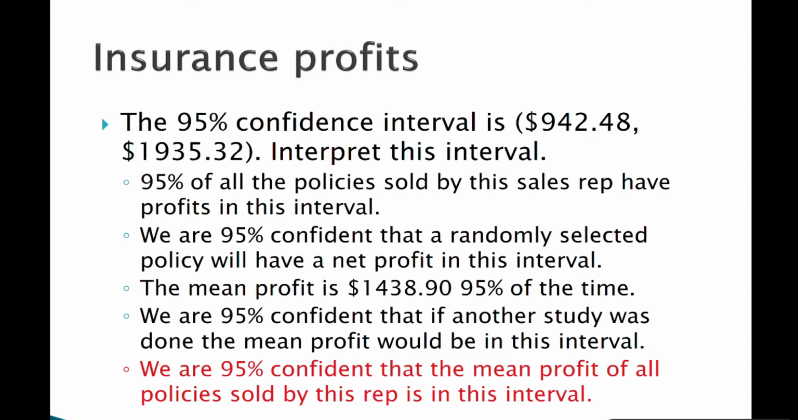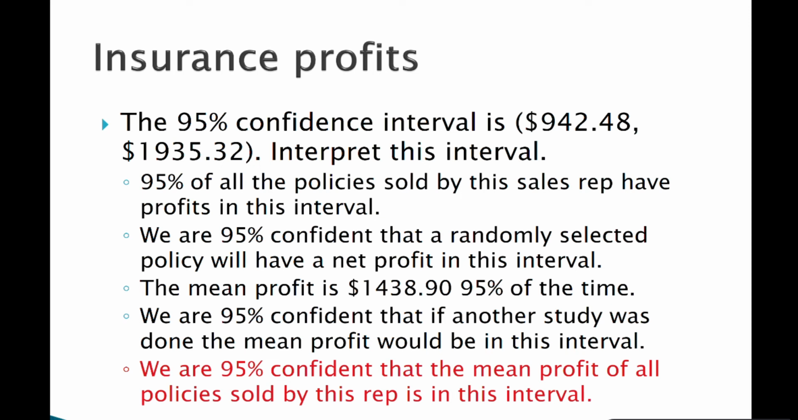The second one says we're 95% confident that a randomly selected policy will have a net profit in this interval. Same problem. It's still talking about individual policies, and confidence intervals are never about individuals. The third one, the mean profit is this amount 95% of the time. So this one doesn't even give us an interval. This is just giving us 1 point, and we definitely don't expect our sample mean to be equal to our population mean 95% of the time. It would be pretty unusual for them to be exactly the same.